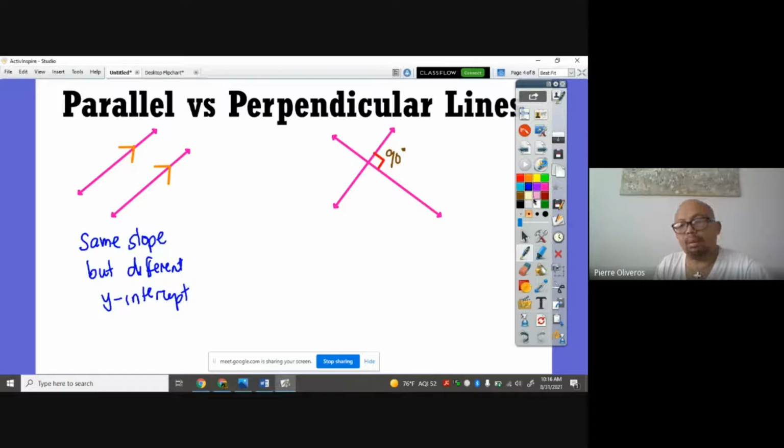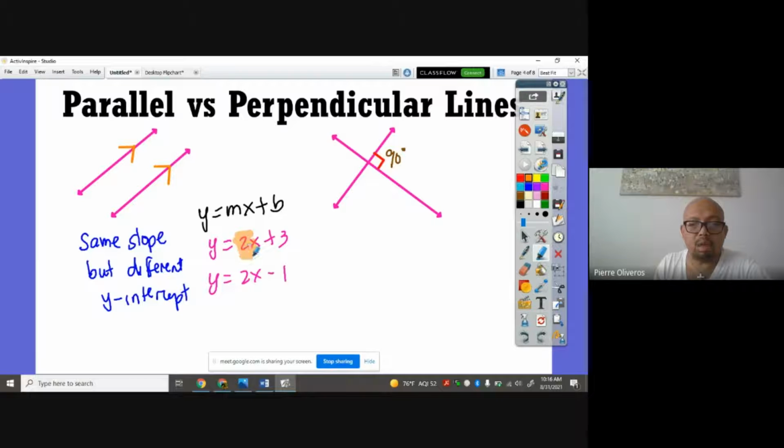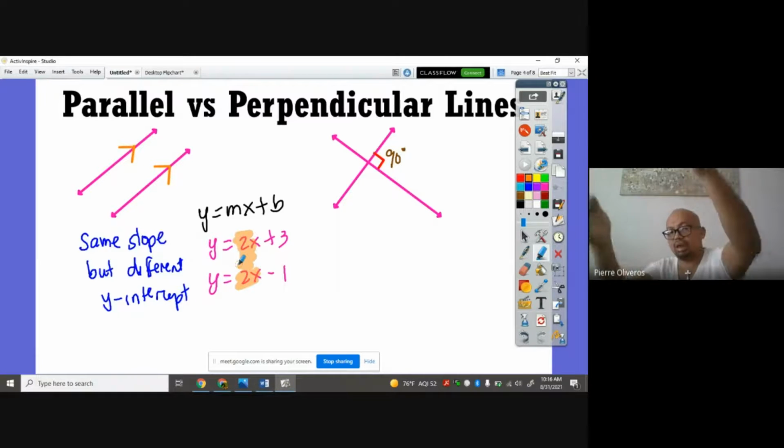Okay, for example, same slope. Remember the slope-intercept form is y equals mx plus b. An equation that might work with y equals 2x plus 3. We know the slope here is 2. So if I tell you y is equal to 2x minus 1, they are going to be parallel because they have the same slope. Imagine they have the same trajectory, same direction, but one starts at 3, one starts at -1, but they still go the same direction because they have the same slope. Then they are going to be parallel.